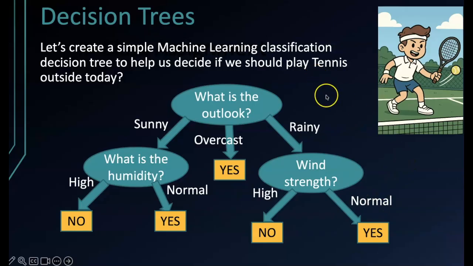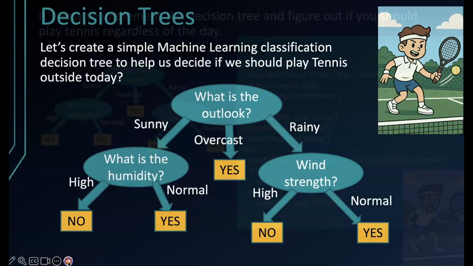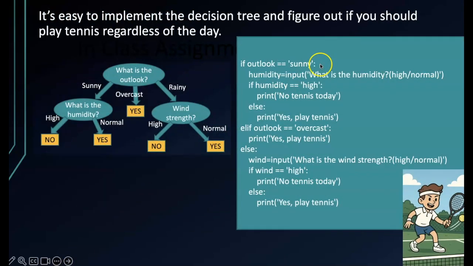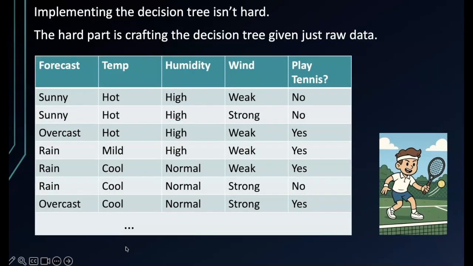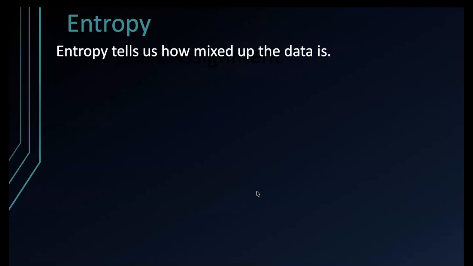So if somebody gives you a tree structure like this, it's pretty easy to make code that goes along with that. We could just make some if, else statements and easily make a program that tells us should you play tennis or not based on this decision tree. But the hard part is crafting that decision tree given just the raw data. So if I give you this table of data and you hadn't already seen that other decision tree, could you craft the decision tree? We're going to learn a few vocabulary words.